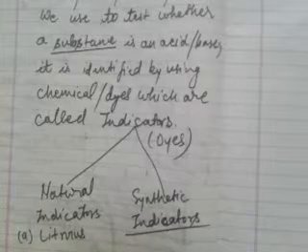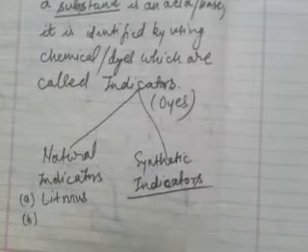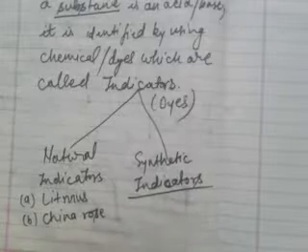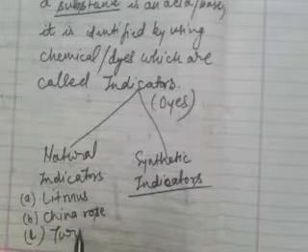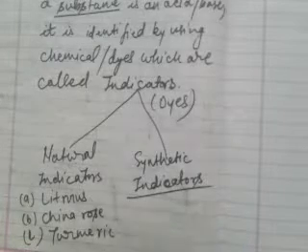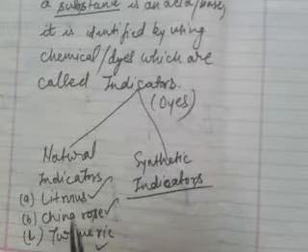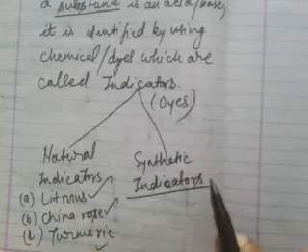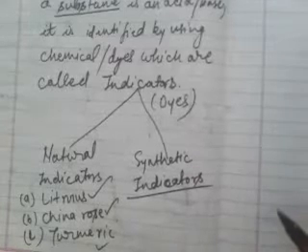litmus paper, China rose and turmeric. All of you know what turmeric is. The litmus, China rose and turmeric are used as natural indicators because they are easily obtained from nature. And they are used to test whether a substance is a base or an acid.